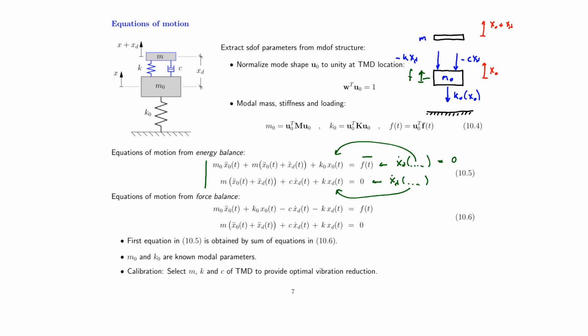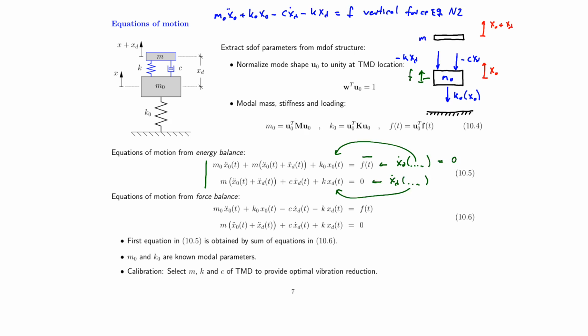So the force equilibrium for m0 says that m0 x0 double dot, we will then have restoring forces from k0, that's from the bottom spring, and then we will have negative restoring forces from the other springs, and that will provide us with minus c xd dot minus k xd, and on the left hand side we will have F. So this is simply by vertical force equilibrium on Newton's second law.